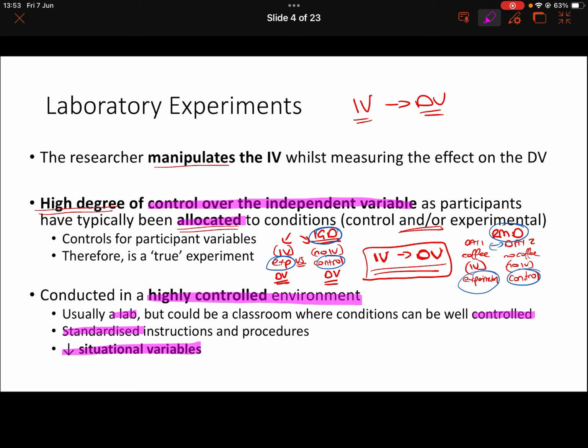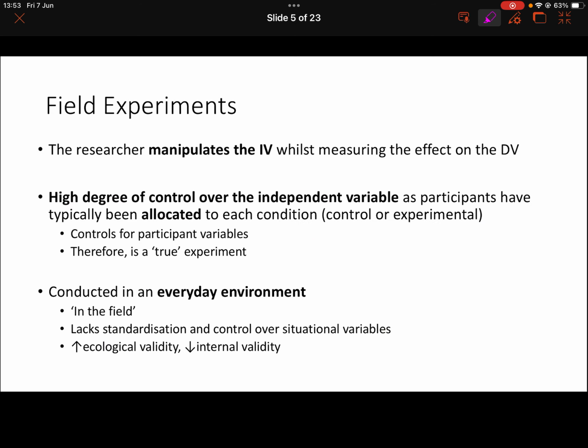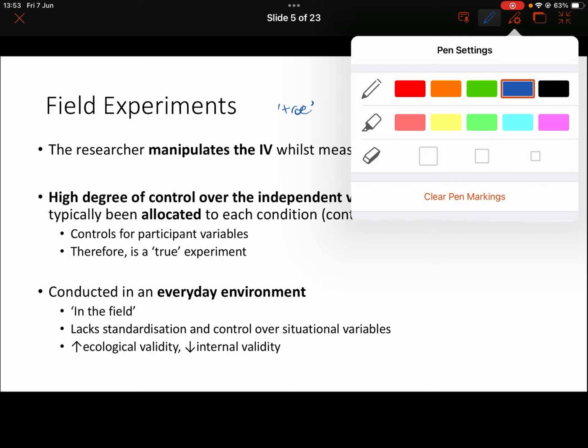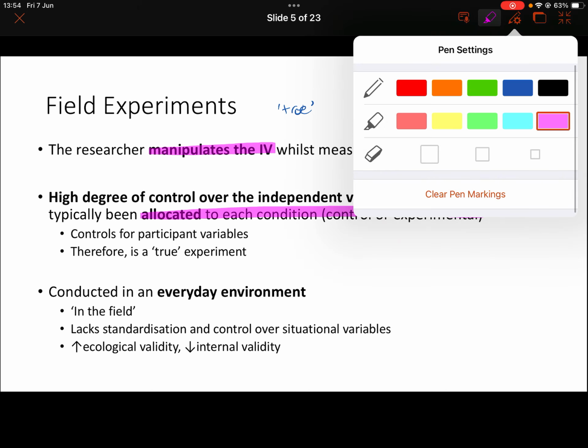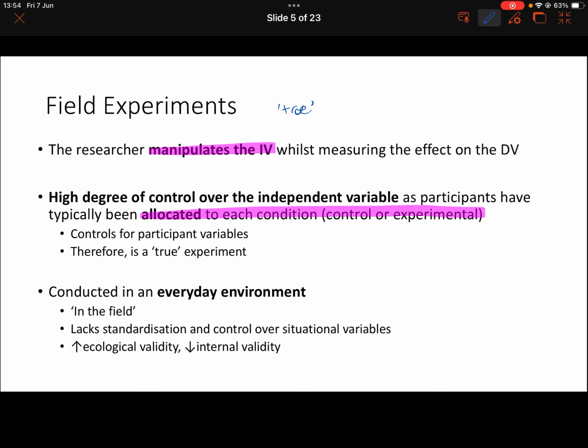Now we move on to look at a field experiment. This is another true experiment. The lab experiment is a true experiment and a field experiment is a true experiment. And this is where, again, the researcher manipulates the IV in the same way that they would have in a lab experiment, where they might have participants in one of two or three conditions.